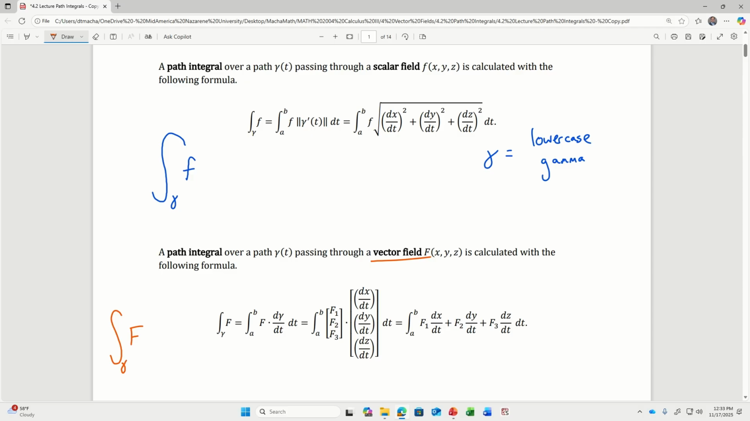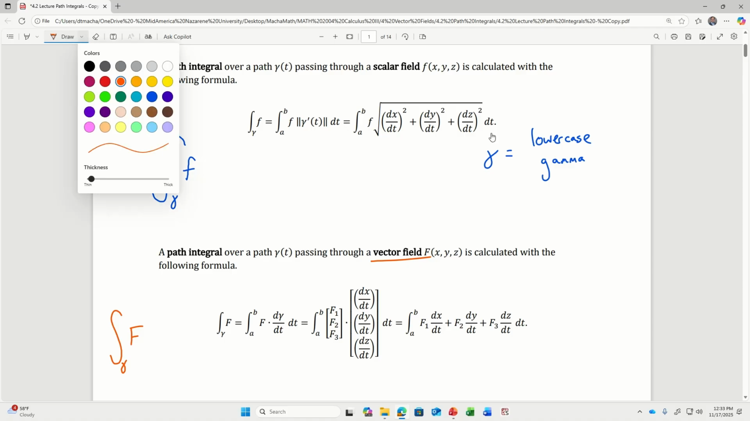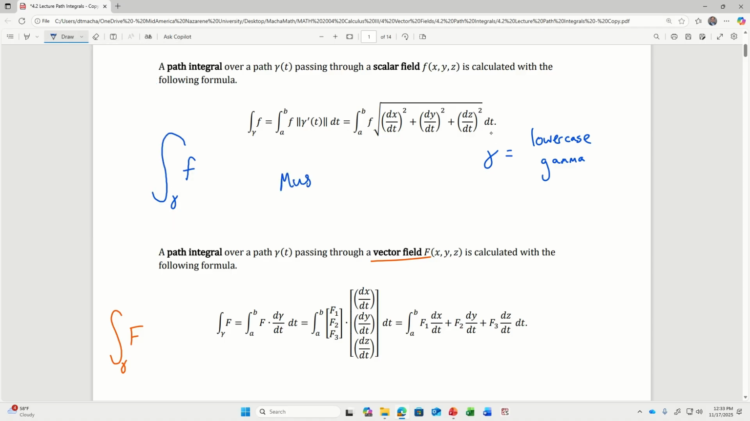These are things you've got to memorize before our next test. And again, hopefully it's not that bad for memorizing because you've already memorized the length of a parametric curve. And all we're doing is multiplying by the scalar field in the integrand. And again, you really must memorize the vector field thing, but all you're doing is taking the dot product between your vector field and the derivative of your parametric curve.